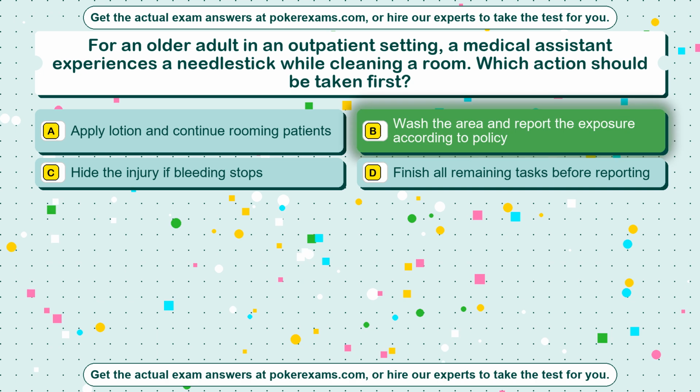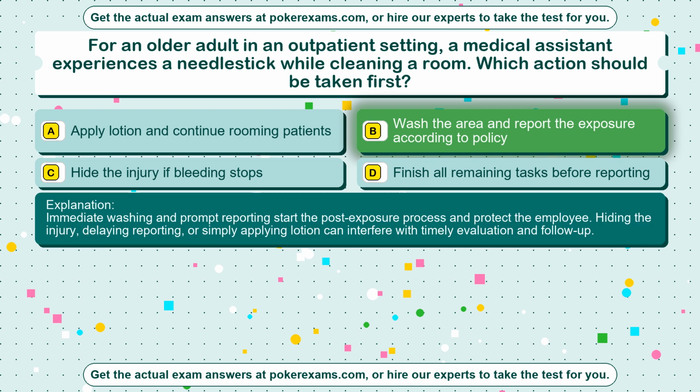Wash the area and report the exposure according to policy. Immediate washing and prompt reporting start the post-exposure process and protect the employee. Hiding the injury, delaying reporting, or simply applying lotion can interfere with timely evaluation and follow-up.